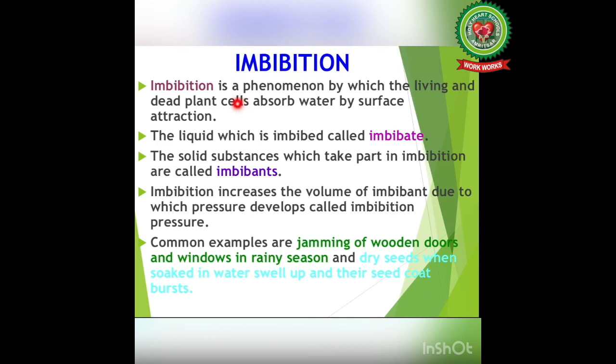Imbibition. Imbibition is a phenomenon by which living and dead plant cells absorb water by surface attraction. The liquid which is imbibed is called imbibate and the solid substances which take part in imbibition are called imbibants. Imbibition increases the volume of the imbibant due to which a pressure develops, which is called imbibition pressure. Common examples of imbibition are jamming of wooden doors and windows in rainy season, and second, dry seeds when soaked in water swell up and their seed coat bursts.